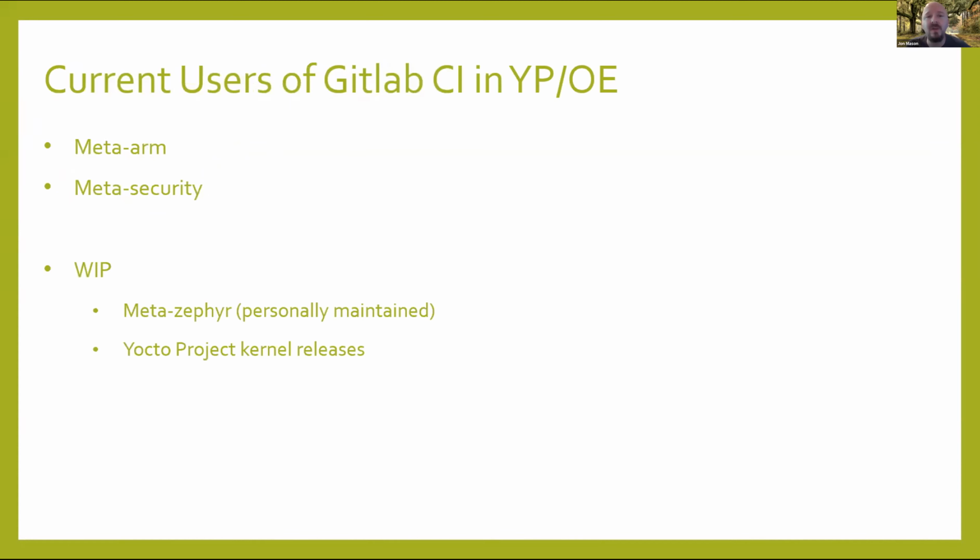Okay, so who's currently using GitLab CI in the Yocto Project world? We in meta-arm are using it internally, and for some version of external as we become external. Armin's using it in meta-security. And then there's some work-in-progress stuff that I'm doing: some personally maintained patches for meta-zephyr, which test it, and you'll see some pictures of that in the slides ahead. And then I tried to hack up something for Bruce to test the kernel, and it blew up spectacularly, and I ran out of time before this presentation.